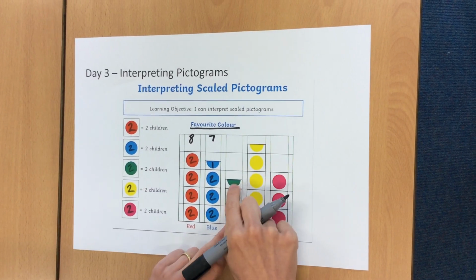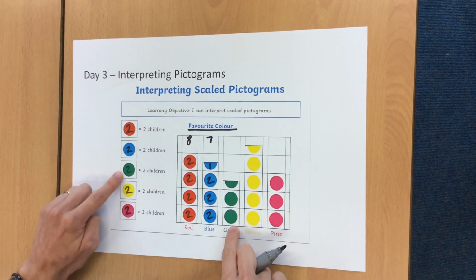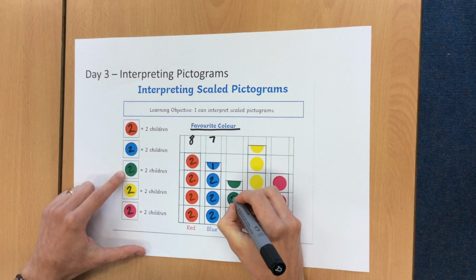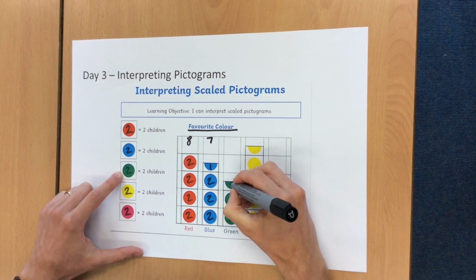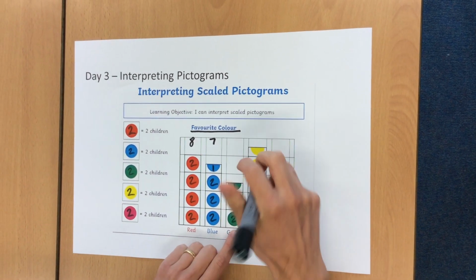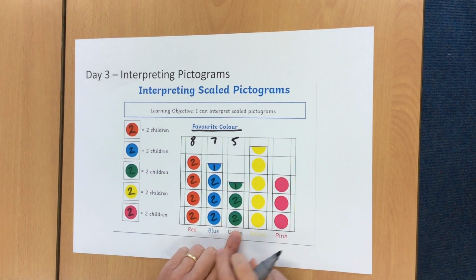Now let's look at green. We've got that other half circle again. Green is worth 2, so I'm going to put 2, 2, then a half, which would be 1. 2, 4 plus 1 is 5. So 5 children voted for green.